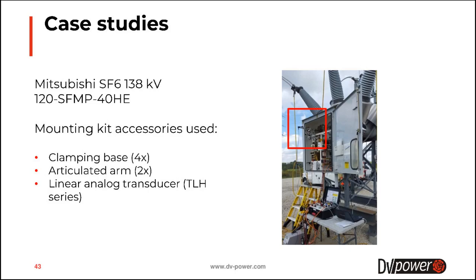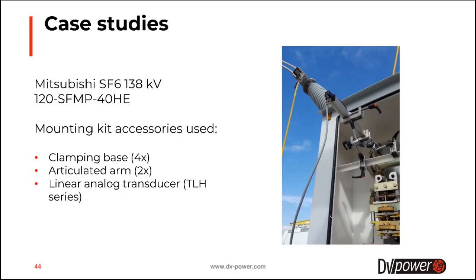Regarding the dead tank circuit breakers, in most cases they have a convenient place for linear transducer mounting, which allows connection of the transducer to the main shaft directly connected to the main contact system. In this way, the movement of the main contacts is most credibly measured. So this is an example. Now we'll go to the following slide to see better how it's mounted.